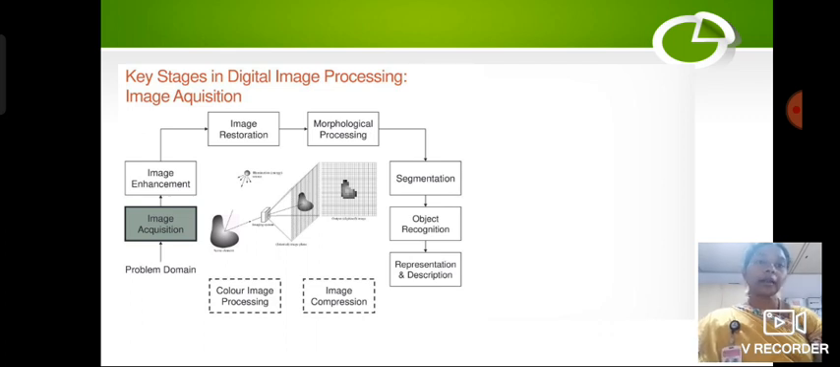Object recognition means we are classifying the objects. If you take a data set of dogs and cats, then we classify whether it is a cat or a dog. Or if you take medical images, we can classify whether it is a tumor or a non-tumor, and we can classify humans, whether it is a woman or a man. Likewise, we can categorize all the things.